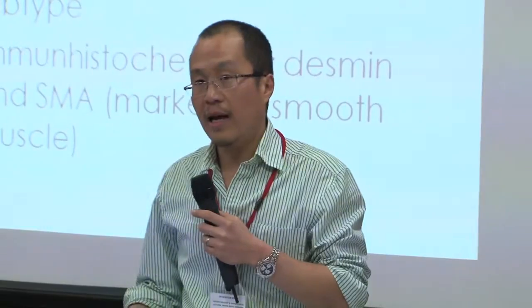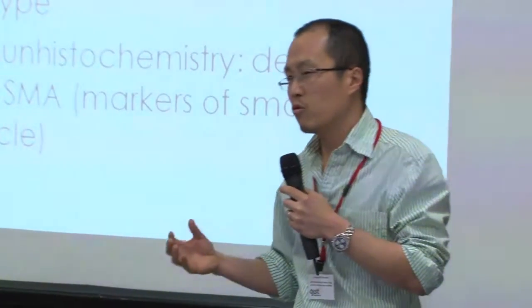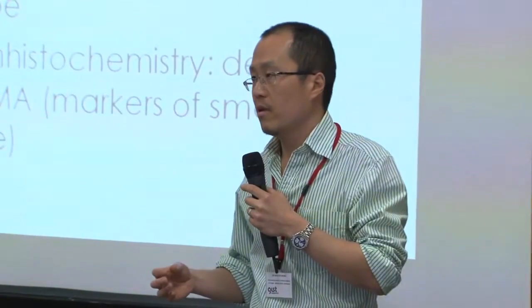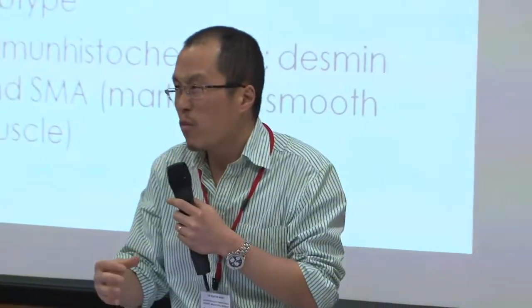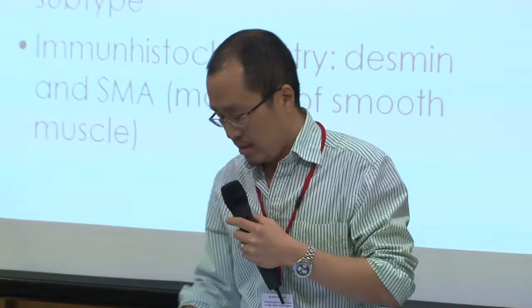And then we had more antibodies to use: desmin and SMA, again markers of smooth muscle tumours. And we were again getting some evidence that some of these tumours seemed to be smooth muscle, some of them seemed to be neural, but a lot of them were neither.